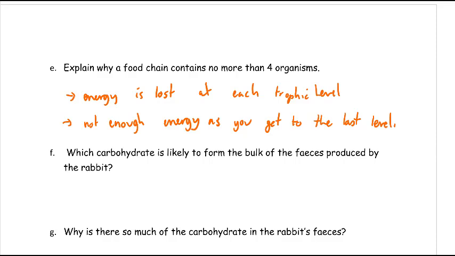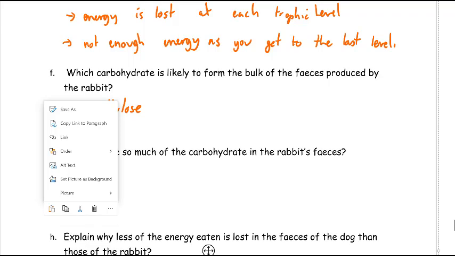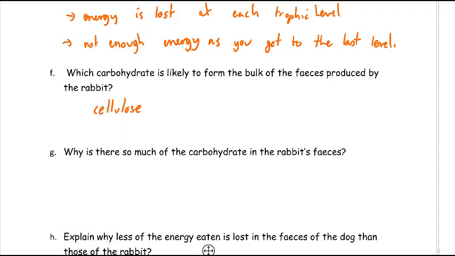Which carbohydrate is more likely to form the bulk of feces produced by the rabbit? It's going to be cellulose, because most organisms are not very good at digesting it. Why is there so much of the carbohydrate in a rabbit's feces? Because they can't digest it.